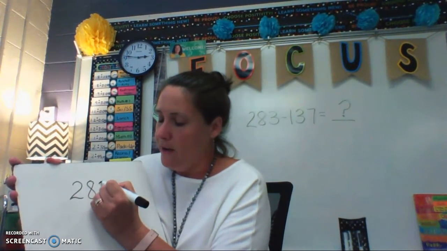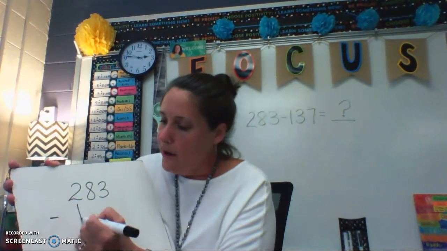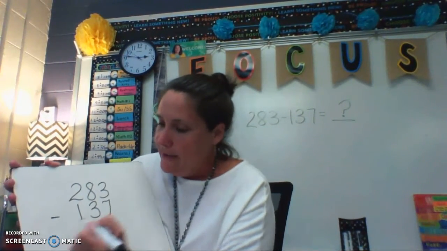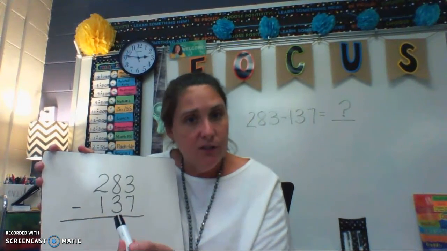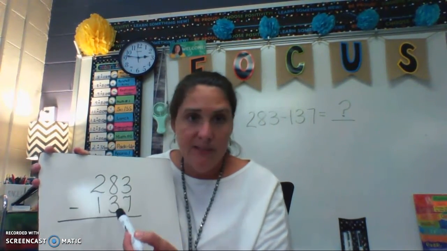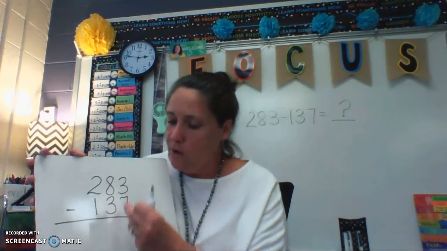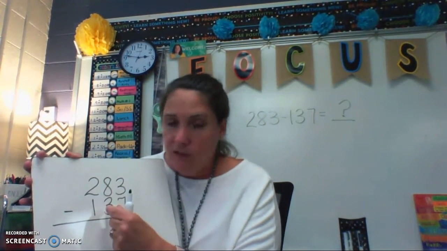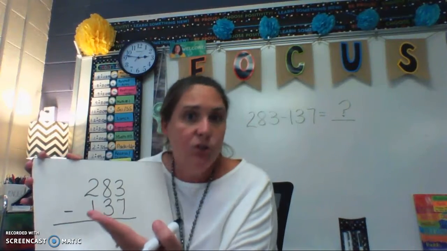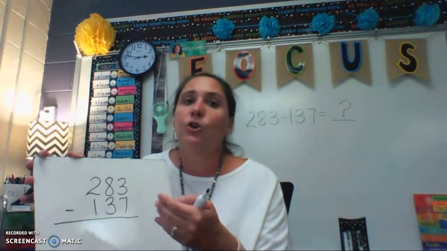So I've got my dry erase board. Here we go. I'm going to write 283 like that, minus 137. What's really important is that when you write your equations this way, you want to line up your digits. Whatever's in the ones place, put one on top of the other. Whatever's in the tens place, do the same thing, hundreds, thousands, and so forth. Because if you do not put your numbers on top of each other, you're going to get confused.